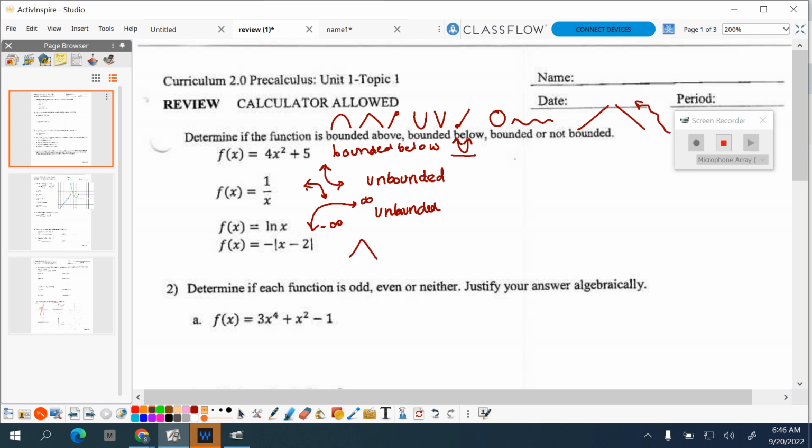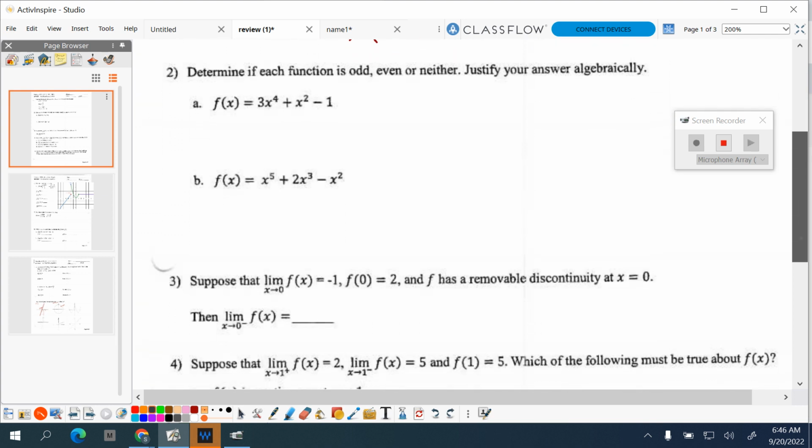The last one is an absolute value, and it is bounded above because it is negative. Okay. Just some simple questions there.